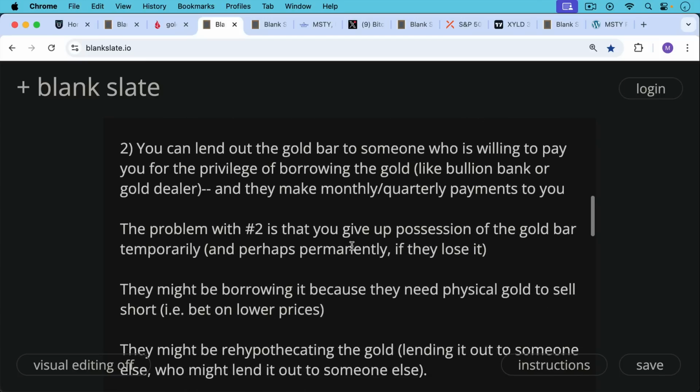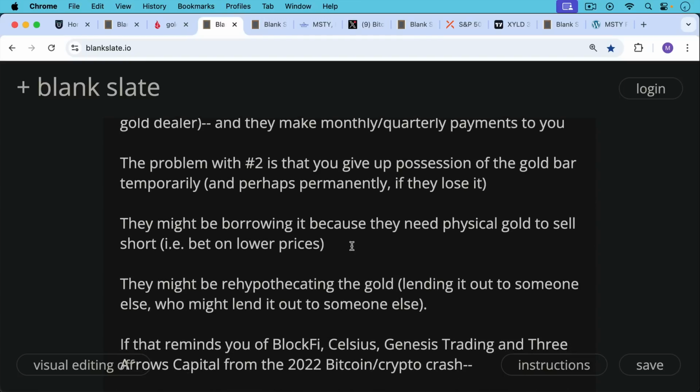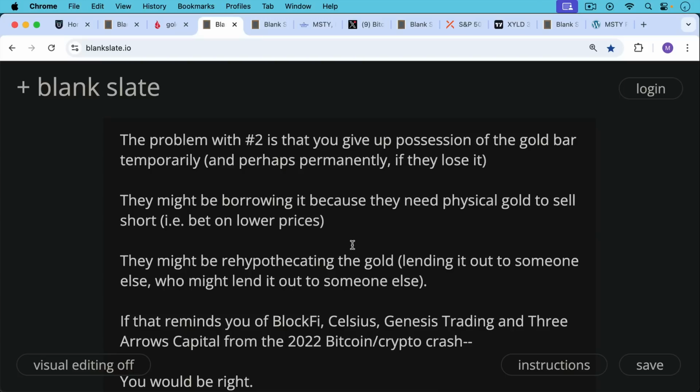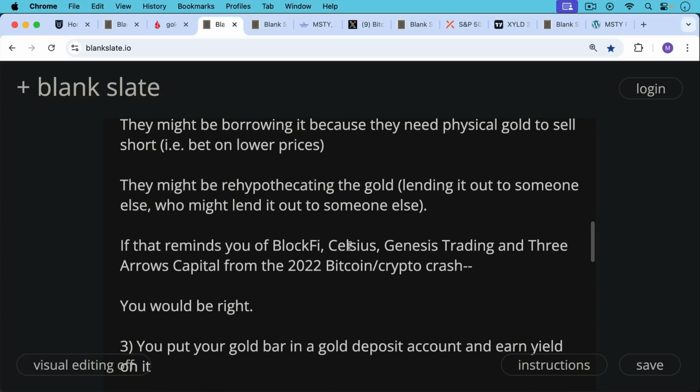They might be borrowing the gold bar because they need physical gold to sell short, in other words, to bet on lower prices. They might be rehypothecating the gold, lending it out to someone else who might lend it out to someone else. And if that reminds you of BlockFi, Celsius, Genesis Trading, and Three Arrows Capital, if you were around for the 2022 Bitcoin and crypto fiasco, you would be right. That was rehypothecation and people playing these games with yield.